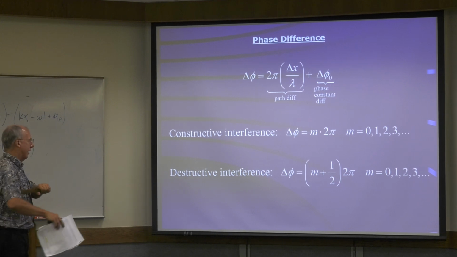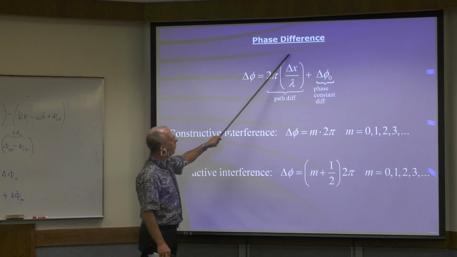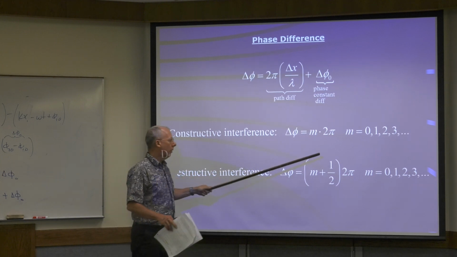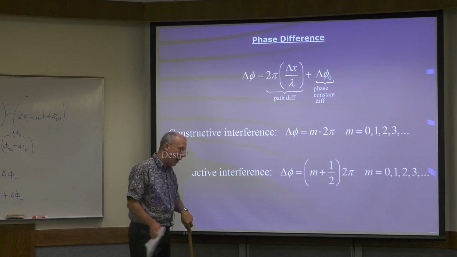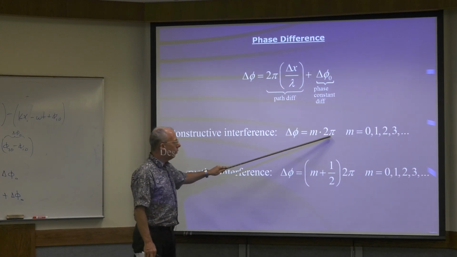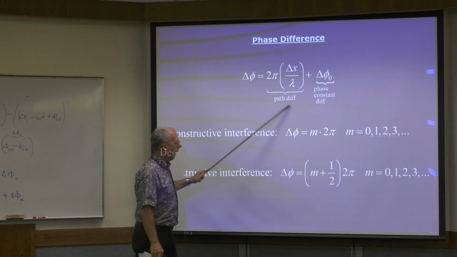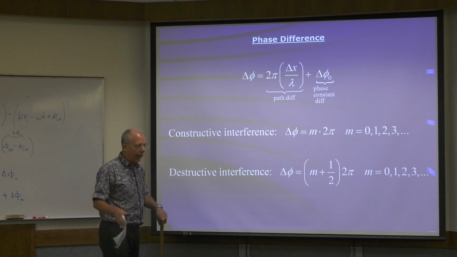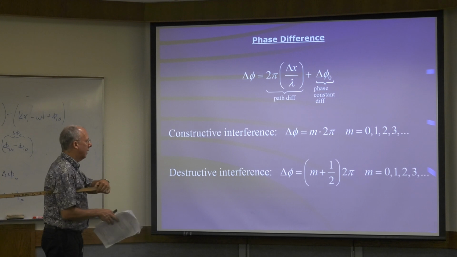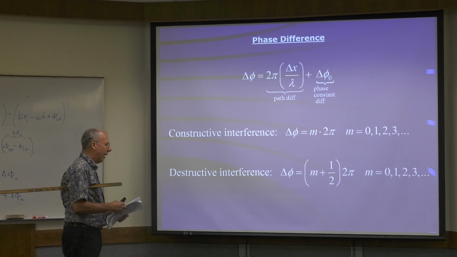So let's just generalize. If we want constructive interference, this whole thing, the phase difference, has to be 0, 2 pi, 4 pi, 6 pi, 8 pi, on and on and on. So the phase difference has to be m 2 pi. If we want destructive, this whole thing has to be pi, 3 pi, 5 pi, and so forth and so on.